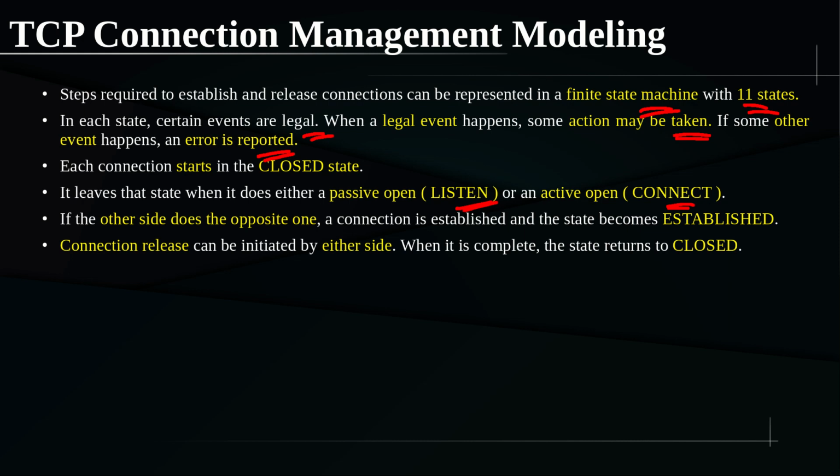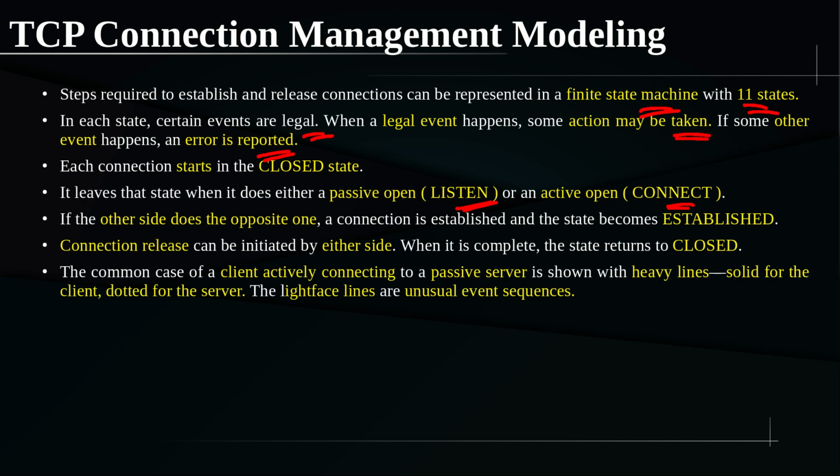The connection release can be initiated by either side, and once both have completed, it will go to the closed state. And in the figure you can see that the client is actively connecting and the server is in passive mode, and that is indicated by the heavy lines. Both the client and server use heavy lines: the solid heavy line is used for the client, and the dotted heavy line is used for the server.